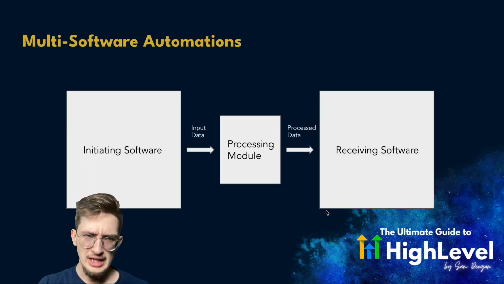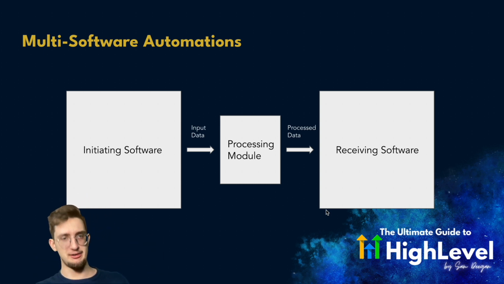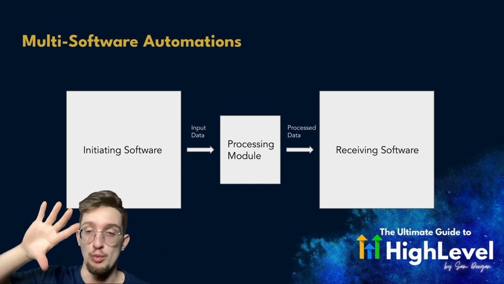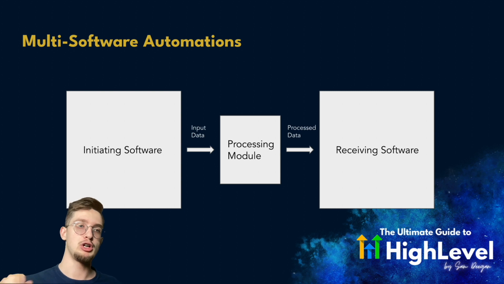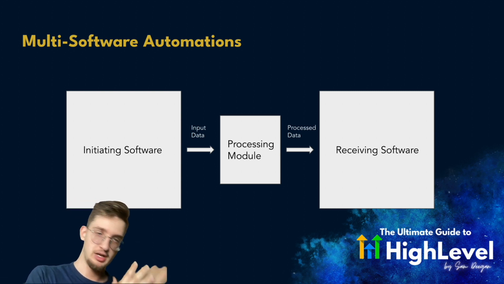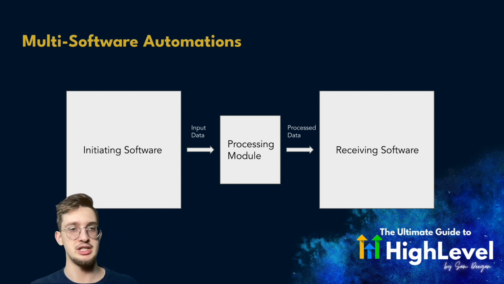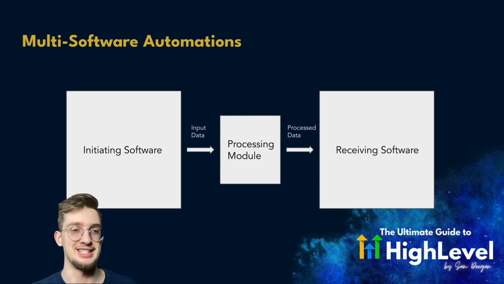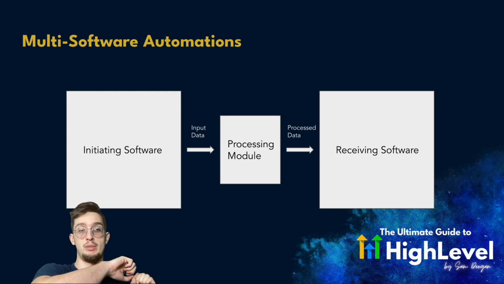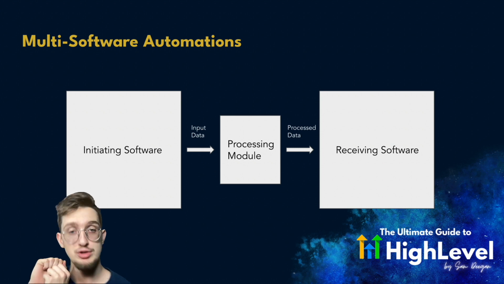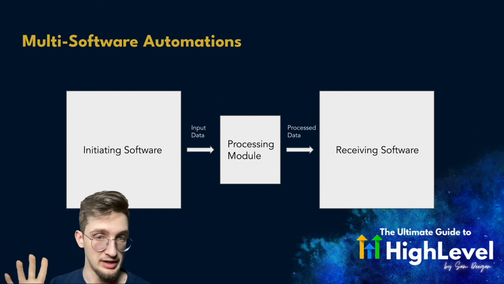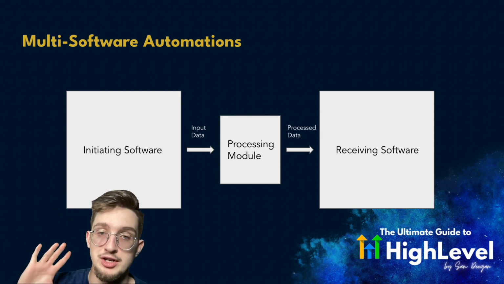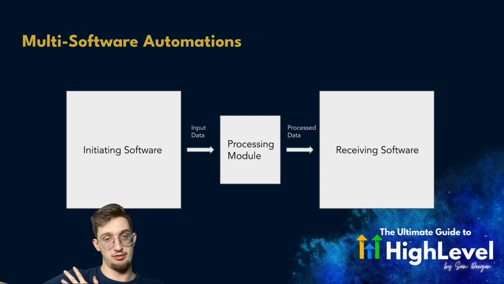Okay. Now, multi-software automations are a little bit different. Instead of just working within one software, we're now going to try to create the same kind of trigger and action sequences between different softwares. You can see here on the left, there's an initiating software. Then there's some kind of data that's sent from the initiating software through to a processing module, we can think of it as. And that processing module then sends data to some receiving software.